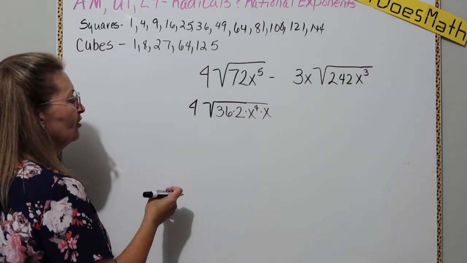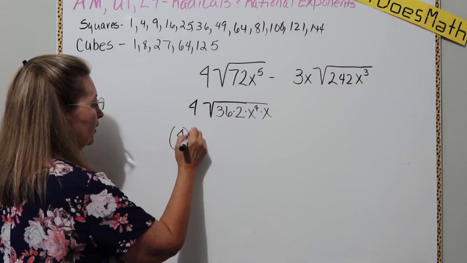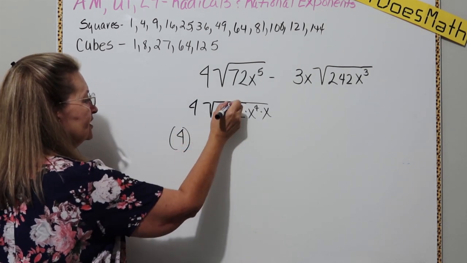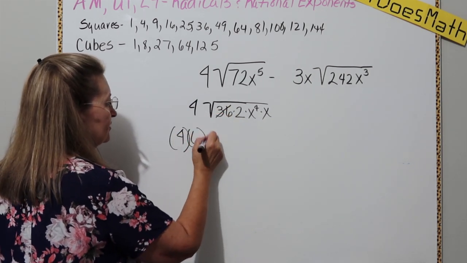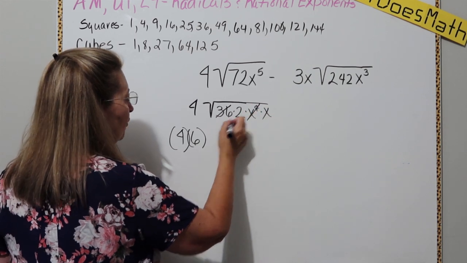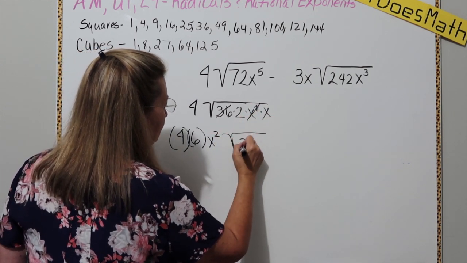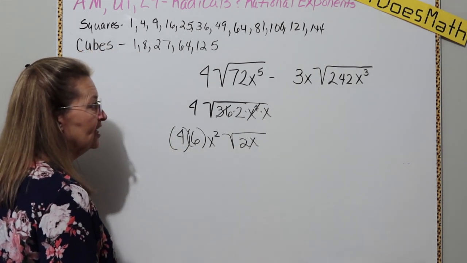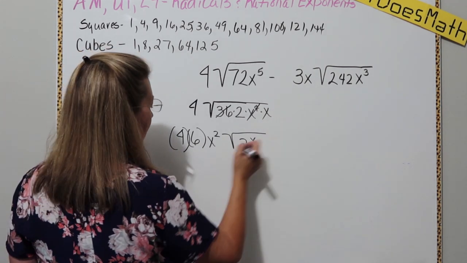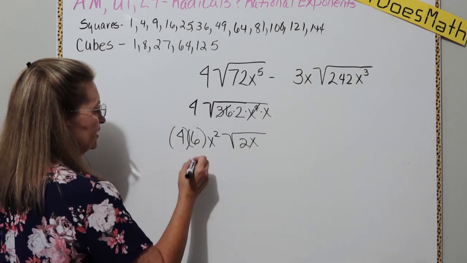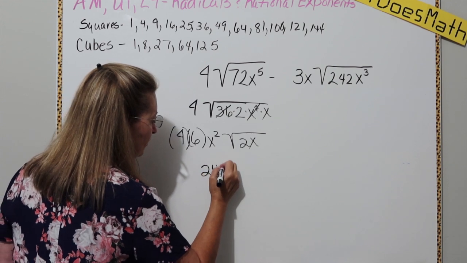Now let's pull out perfect squares. I've got the 4 here. What's the square root of 36? 6. And the square root of x to the 4th? X squared. Now the other things, the 2 and the x, will have to stay under there. Alright, and then let's go ahead and simplify this. 6 times 4 is 24.